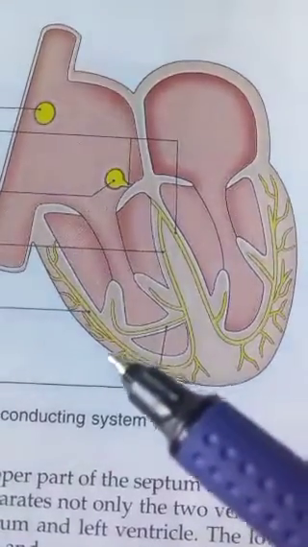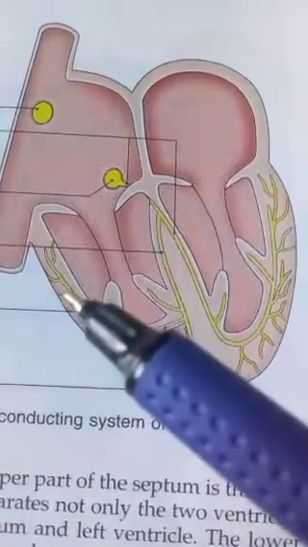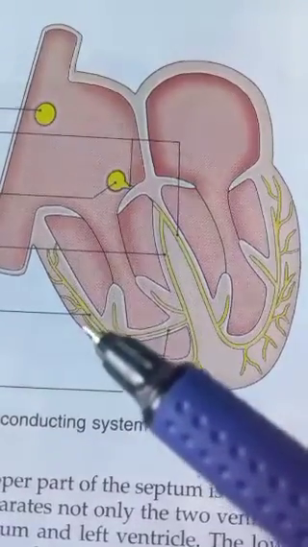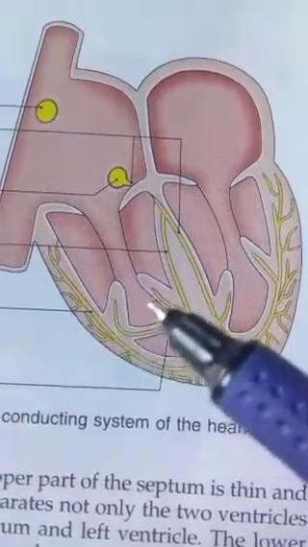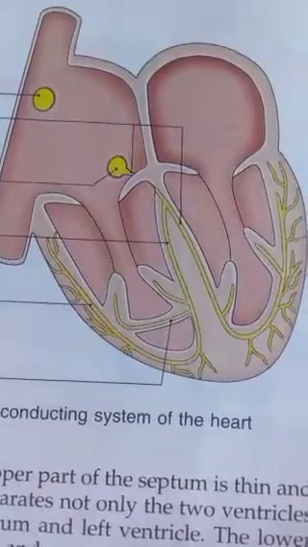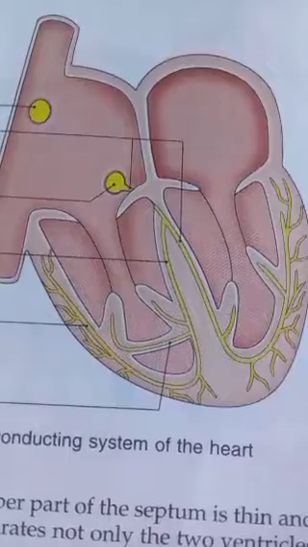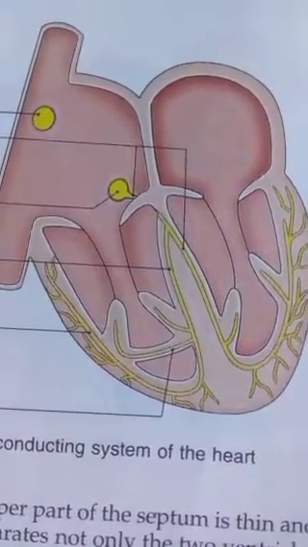The Purkinje fibers form a subendocardial plexus. They are striated fibers near their border, double nucleated, and capable of generating impulses at the rate of 25 to 30 beats per minute.